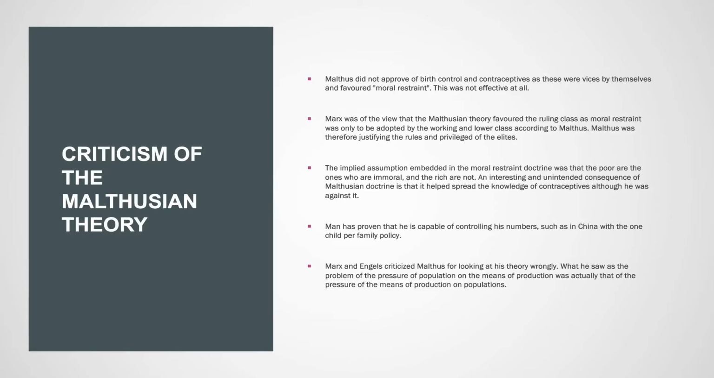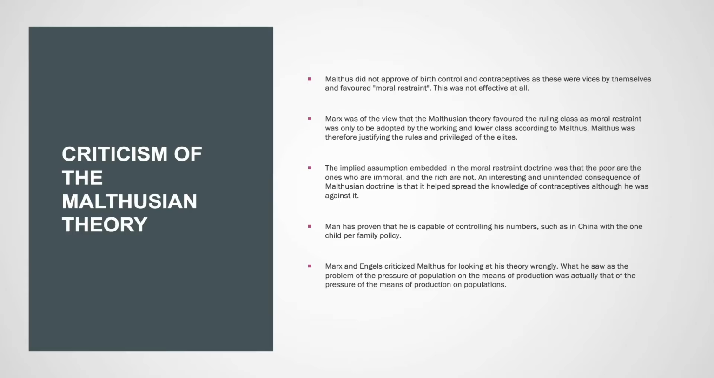Now, the criticisms of the Malthusian theory. Number one, the main thing: Malthus did not approve of birth control and contraceptives, as these were vices by themselves, and favored moral restraint. This was not effective at all, because birth control and contraceptives were effective in reducing the population. They prevented a woman from having a child during the time in which she feels like having sexual pleasures, right? This is why many theorists were saying that he's confusing sexual pleasure with reproduction. Many people just want to have sex and not necessarily reproduce. Reproduction may result from sexual pleasures.